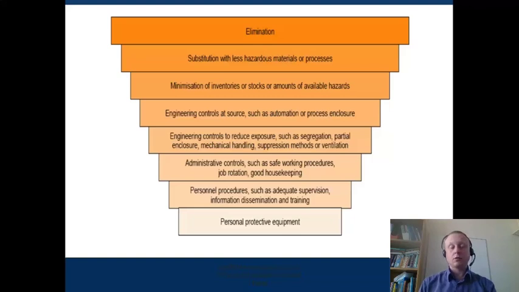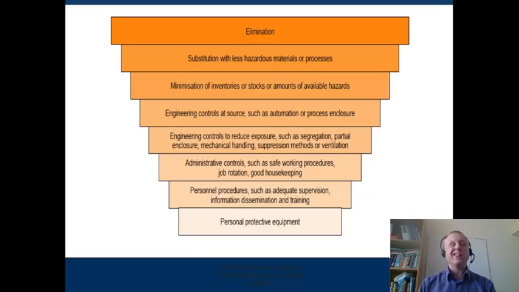And this hierarchy of control is what you're looking at here. Then personnel procedures such as adequate supervision, information dissemination, and training. So again, this is even harder to ensure adherence to, and its continued effectiveness. And so this is right down at the bottom of the hierarchy of control.